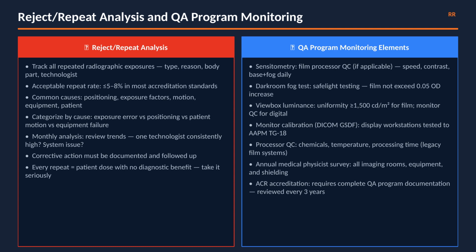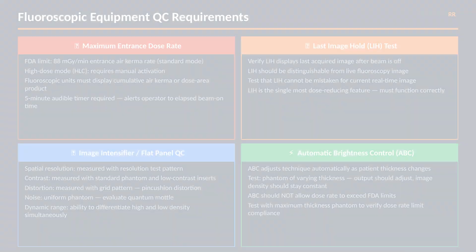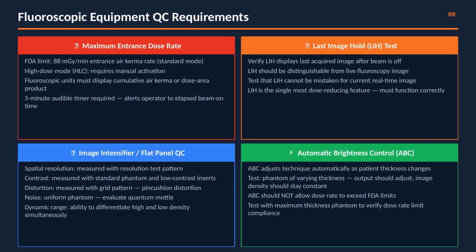Additional QA program monitoring elements you need to know. Sensitometry for film processor QC, speed, contrast. Fluoroscopy QC requirements with direct registry relevance. Maximum entrance dose rate: FDA limit, 88 mGy per minute entrance air kerma rate in standard mode. Fluoroscopic units must be tested to confirm they do not exceed this limit. High dose mode requires separate verification that it can only be manually activated, not the system default.